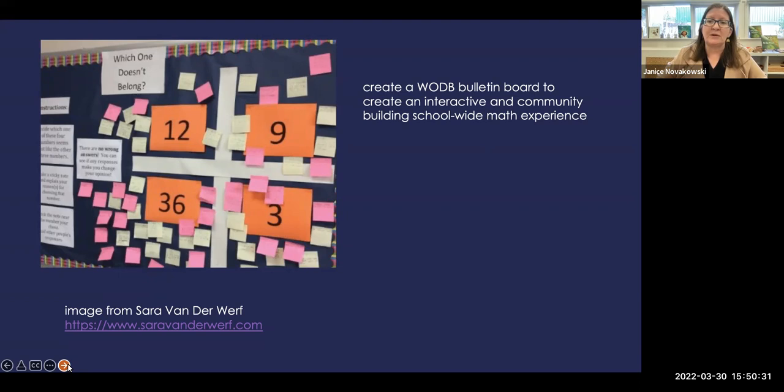In the school, it builds a school-wide mathematical community, and students were debating and discussing in the hallway with each other, which, again, doesn't always happen for math in hallways. So it's just a great idea that I thought I would pass on.